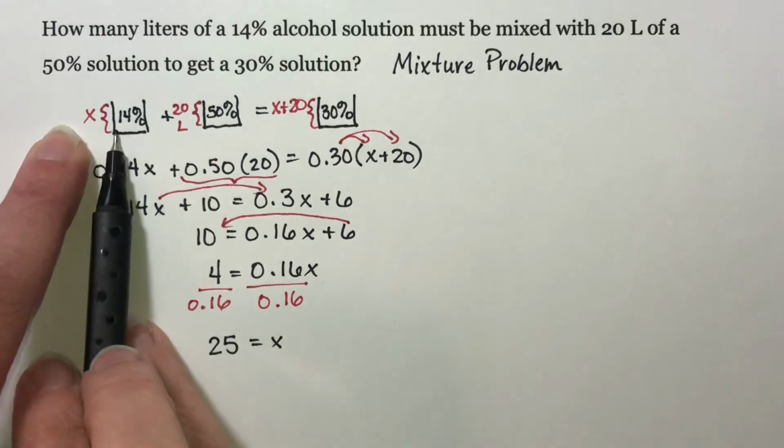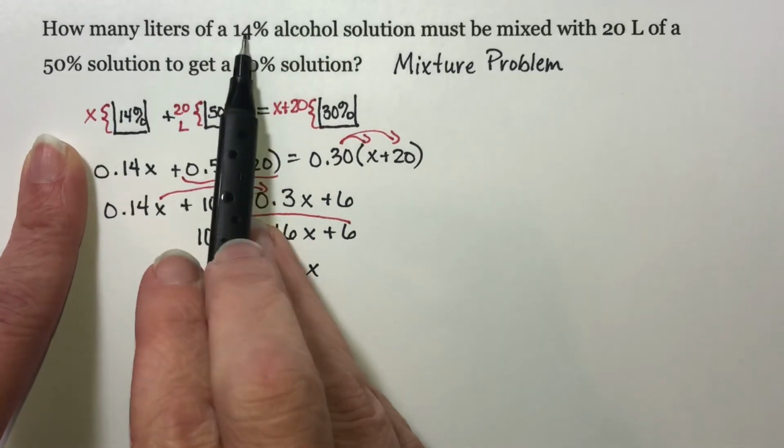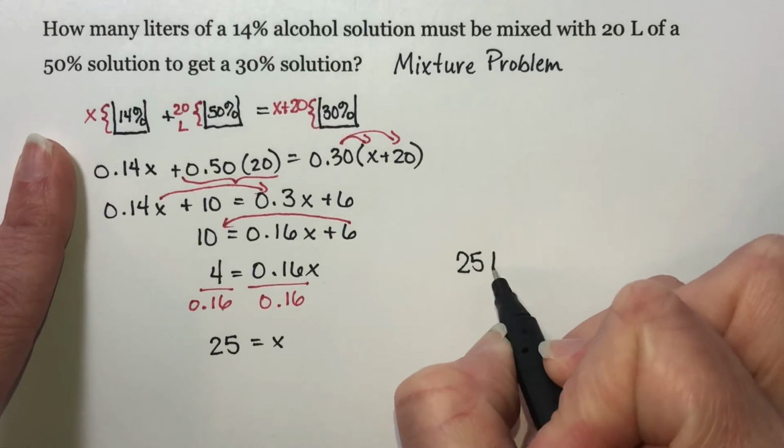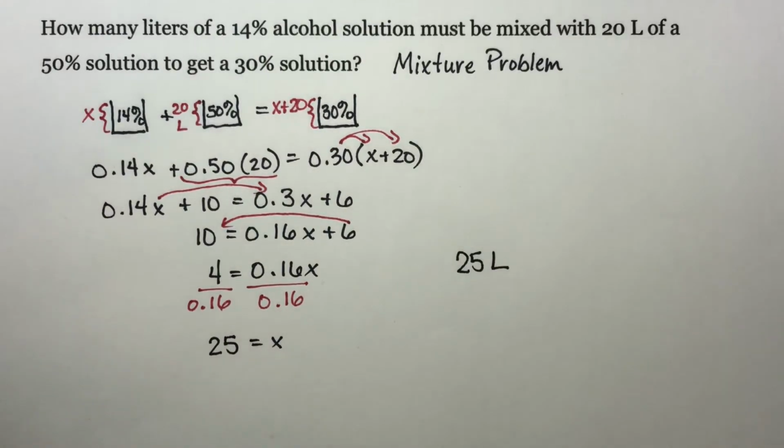x was how much of the 14% solution? That's what we're being asked to find. So our answer is 25 liters. Okay, let's talk reasonability a little bit here. We can't have a negative amount of solution, so that makes sense. We could have fractional amounts. That makes sense, it could happen.